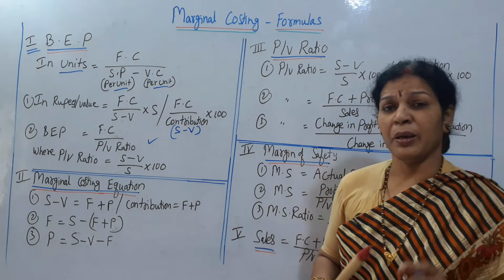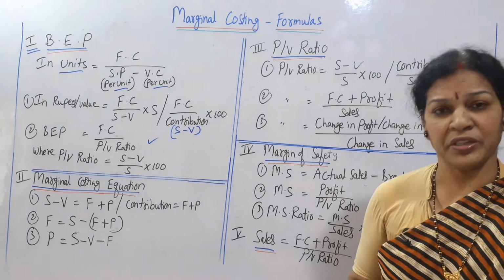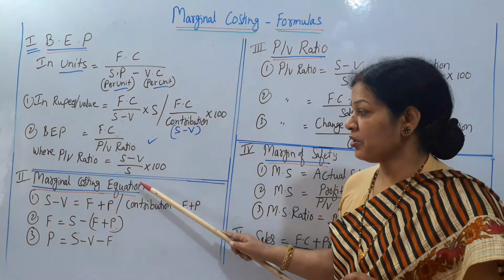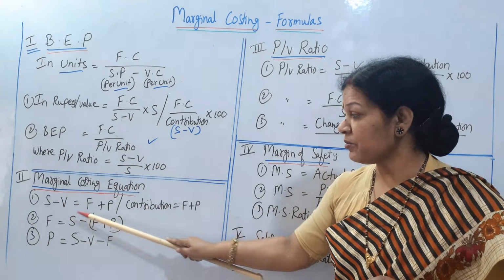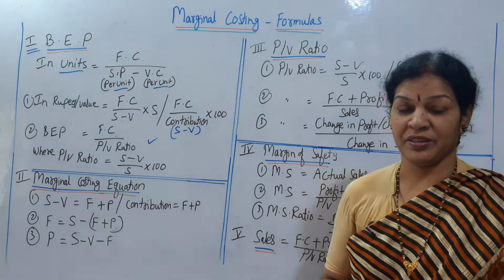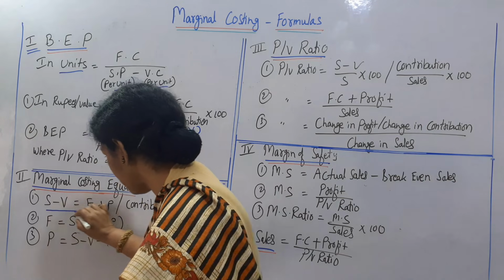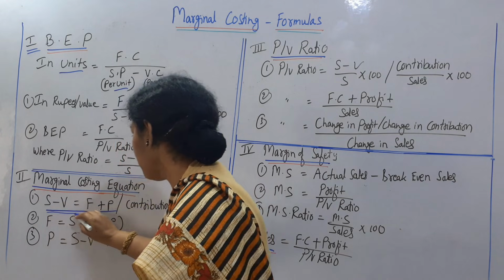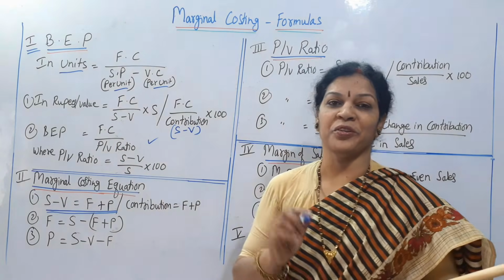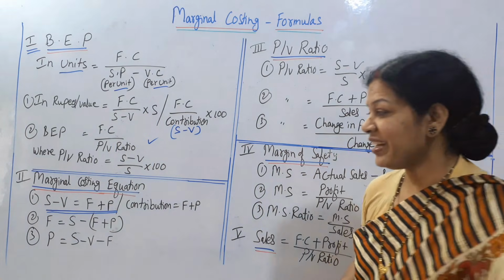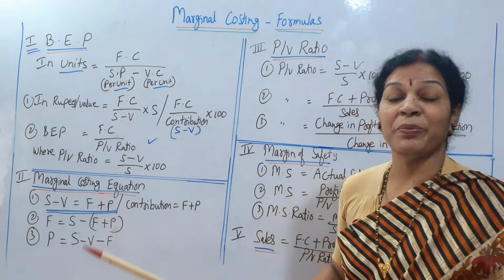Second, we'll go for the marginal costing equation. Very much important. Marginal costing equation: S minus V is equal to F plus P. This formula you remember first. If you remember this formula, everything is in your hands. What is that? S minus V is equal to F plus P.